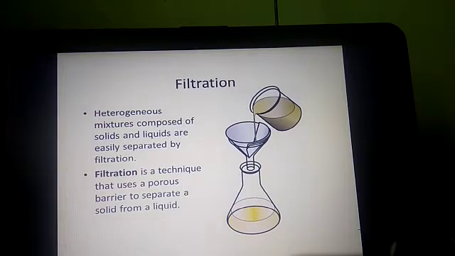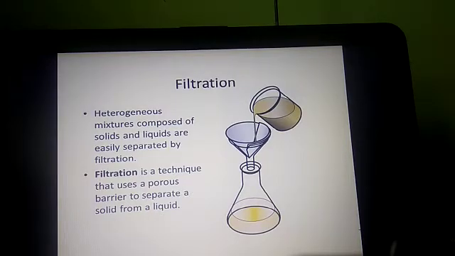The mixture is poured into the filter paper. The level of the mixture should be not more than about 2/3 of the filter paper. The insoluble solid remaining in the filter paper is called residue. The clear liquid which comes through the filter paper is the filtrate.